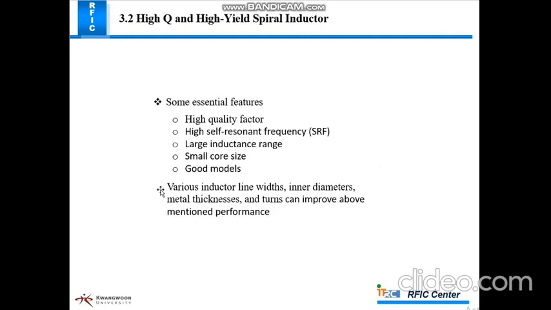High quality and high yield spiral inductor has some special features: high quality factor, high self-resonant frequency, large inductance range, small core size, and good model. If we want to get these essential features, we need to consider some things. Varying inductor line width, inner diameter, metal thickness, and turn can improve the above mentioned performance.